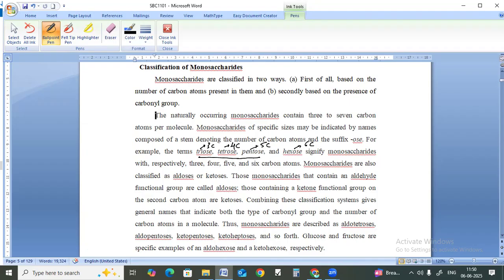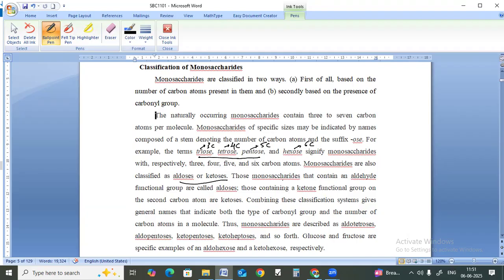These monosaccharides are also classified depending upon the functional group as aldoses or ketoses. Aldoses are the sugars containing an aldehyde as the functional group, whereas ketoses contain a ketone as the functional group.